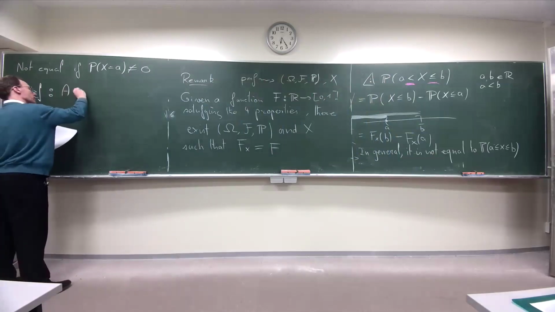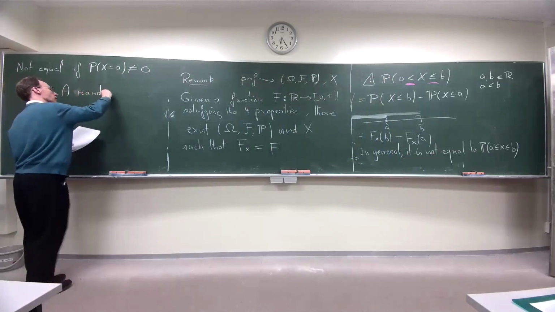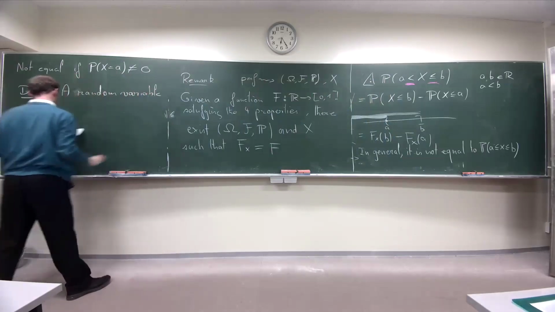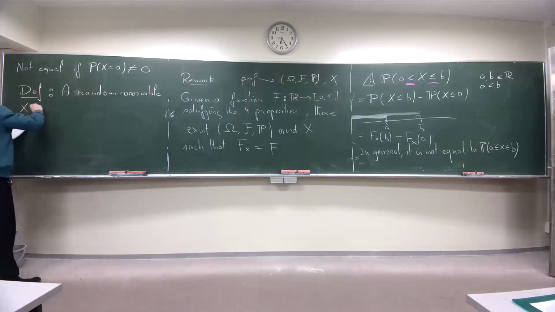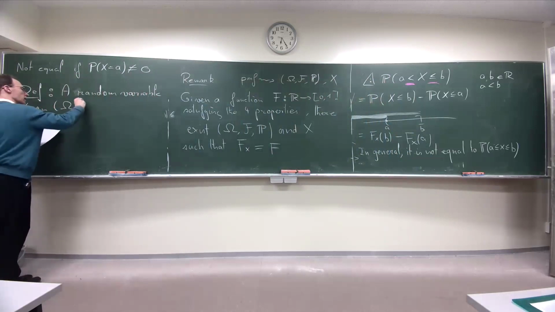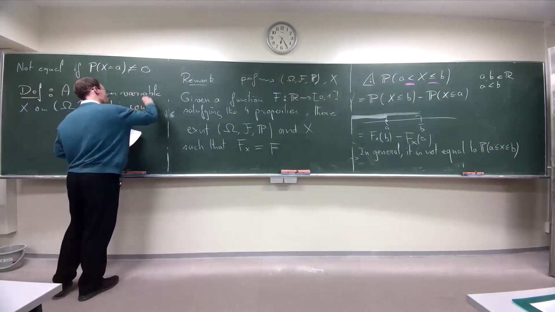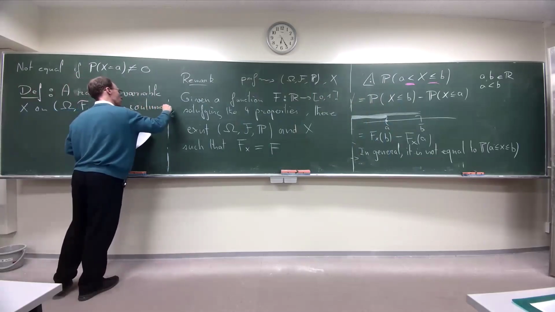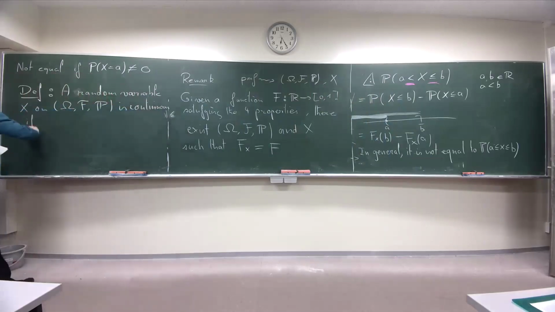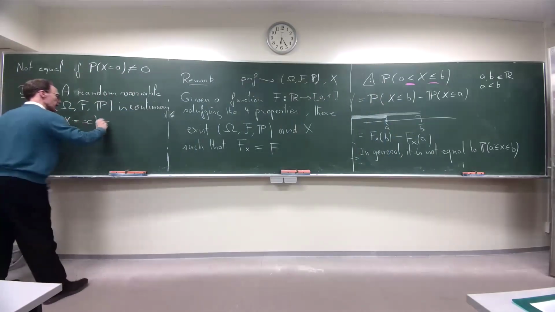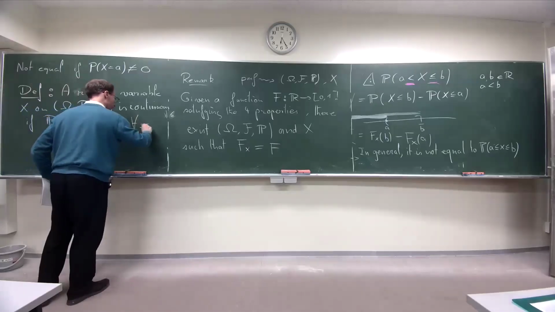Definition. A random variable X on a probability space is continuous if precisely the probability of one point is always 0.